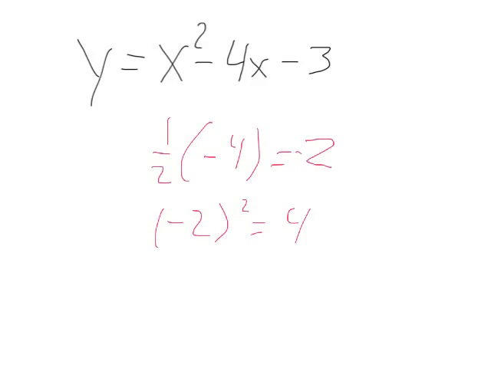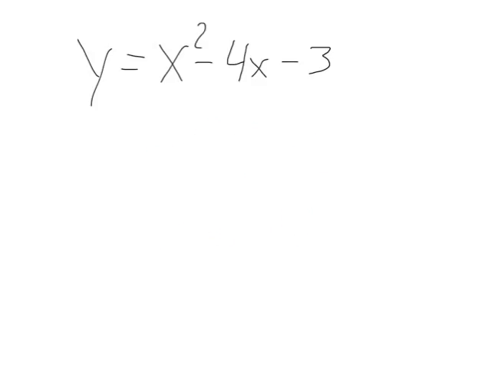I have negative 3. So I have to ask myself, what do I need to do to the negative 3 in order to make it a 4? And in my world, I have to add 7. I have to add 7 and subtract 7 so I don't actually increase the value. So y is going to equal x squared minus 4x minus 3. Here's the plus 7 I need and the minus 7 I need. Notice that I did not change the value. It's still worth exactly the same amount.